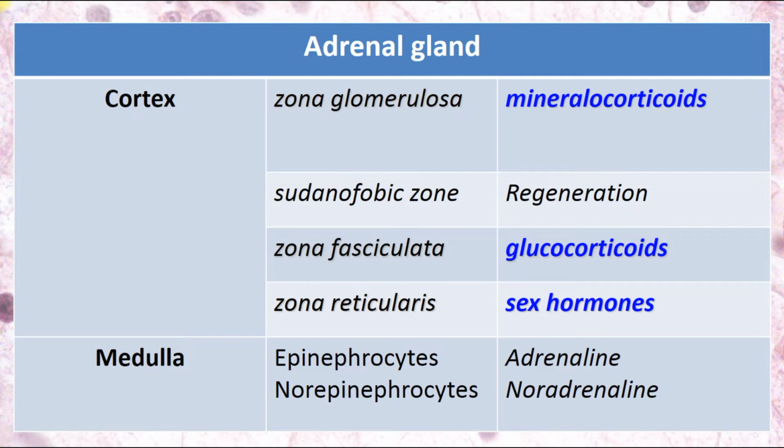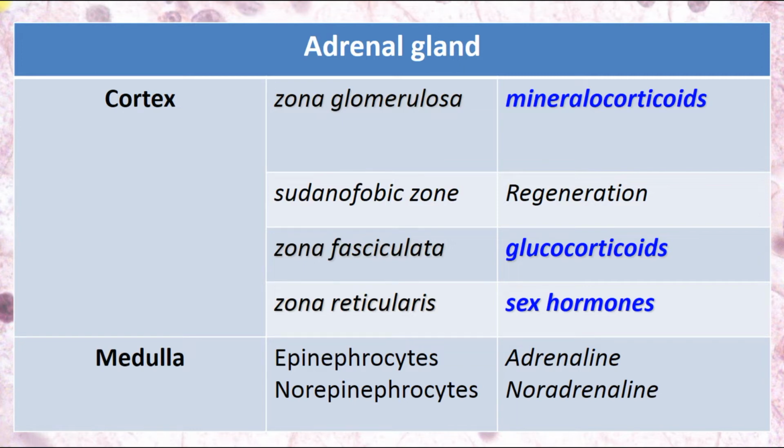And zona reticularis produces sex hormones, female and male, and you know that there are testes and ovaries whose main function, one of the main functions, is production of female and male hormones. But also those hormones are produced in adrenal glands. They are the only glands which produce those hormones during puberty, and also they are the main glands which produce hormones in old age, but also they produce sex hormones during adulthood.